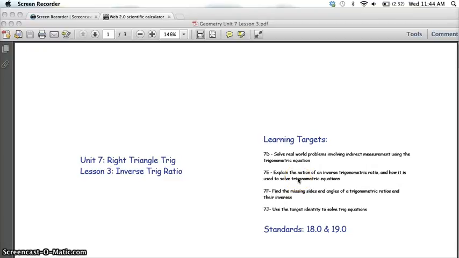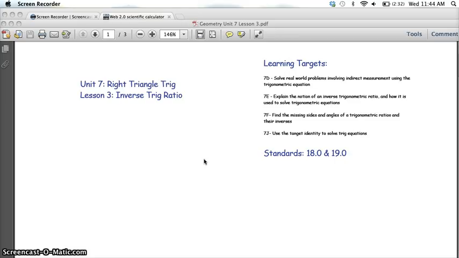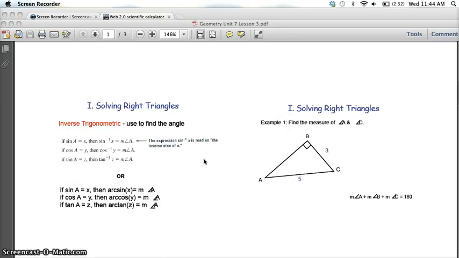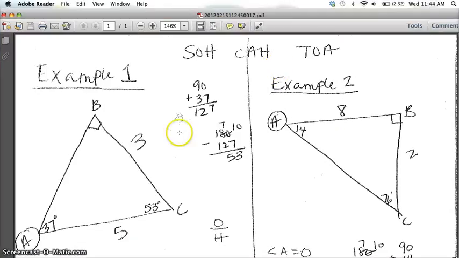Right, so we're going to be on Unit 7, Lesson 3, which is right triangles. We're going to be finding our angles. So when you find your angles, you actually use inverse trig ratios. Okay, so let's go down to example number 1. It asks you to find the measure of angle A and angle C.